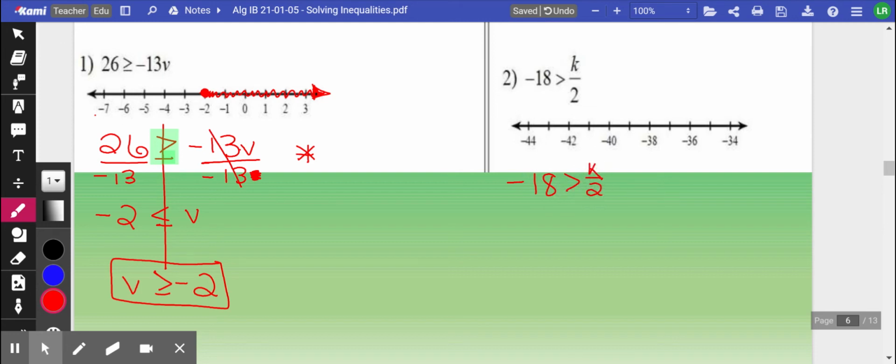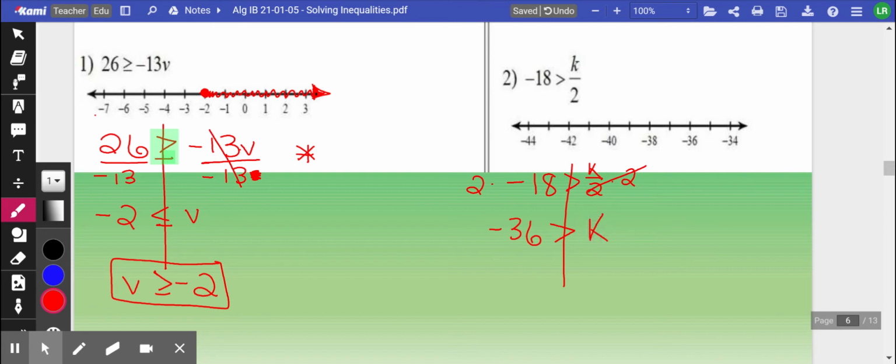Write it down if you haven't already. Okay, k is on the right. Just undo this k divided by 2 there. So to undo divided by 2, I need to multiply by 2. Now, the number I just multiplied by was a positive 2. I do not change my sign. Okay, it still stays greater than. 2 times negative 18 is negative 36. Those cancel out, leaves me with k.